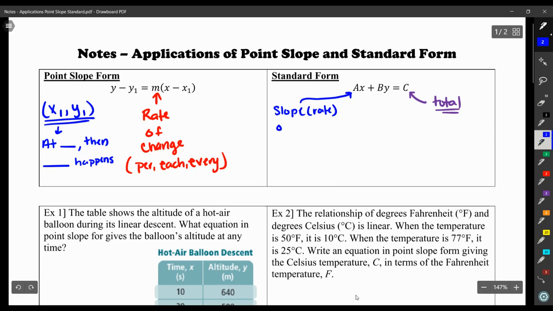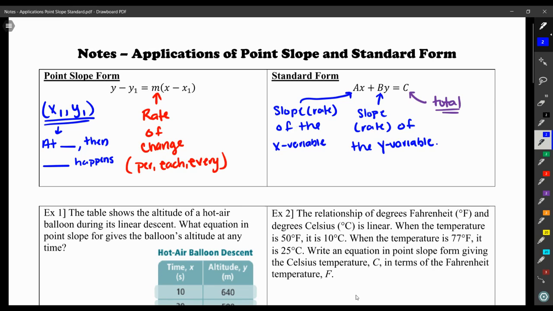of the independent variable. This is the rate of the x variable, whatever that is. And b is the slope or the rate of the y variable. And it really doesn't matter what you call x and y in the word problem. Just make sure you are identifying what thing is x and what thing is y.